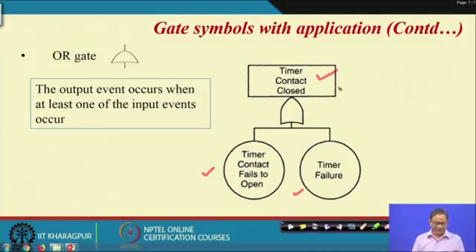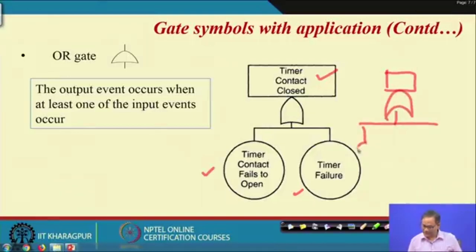So this kind of situation is where the output event occurs when at least one of the input events occurs. There need not be only one input, there can be many inputs. What does it mean? If any one of the input events occurs, the output event will occur. So that is your OR gate.